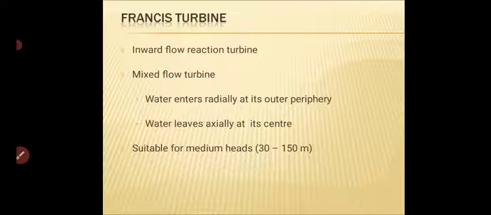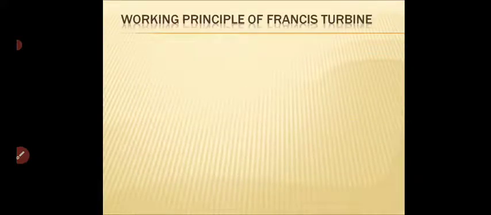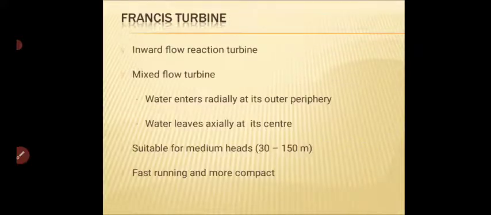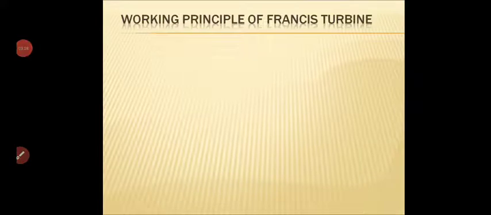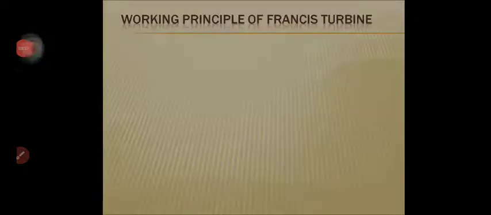It is suitable for medium heads. The head is between 30 to 150 meters, and it is fast running and more compact. This Francis turbine is suitable for medium specific speed. These are the salient features of the Francis turbine. So now the working principle of the Francis turbine. You will observe a video about the working principle and construction of the Francis turbine. You will get a clear idea. After that we will study the technical words. Okay, first you have to watch this video.